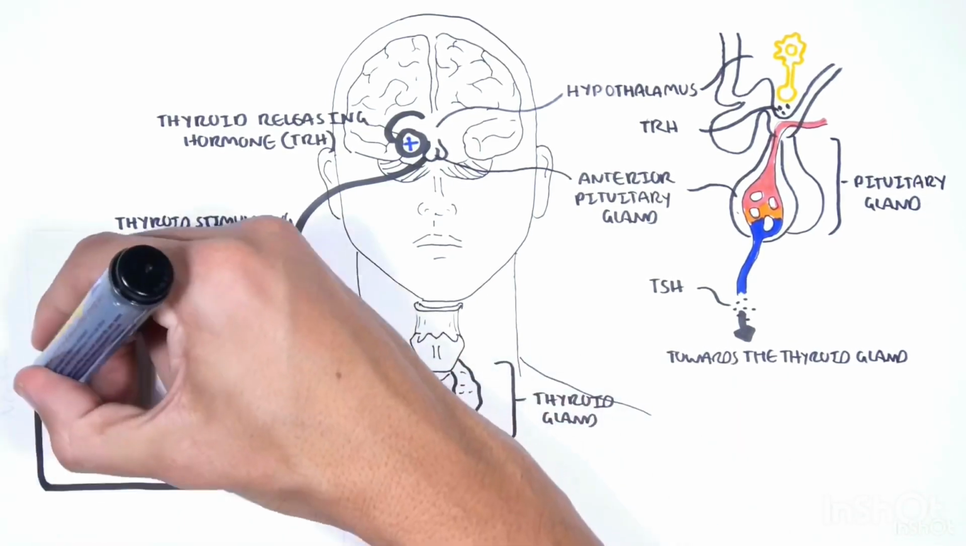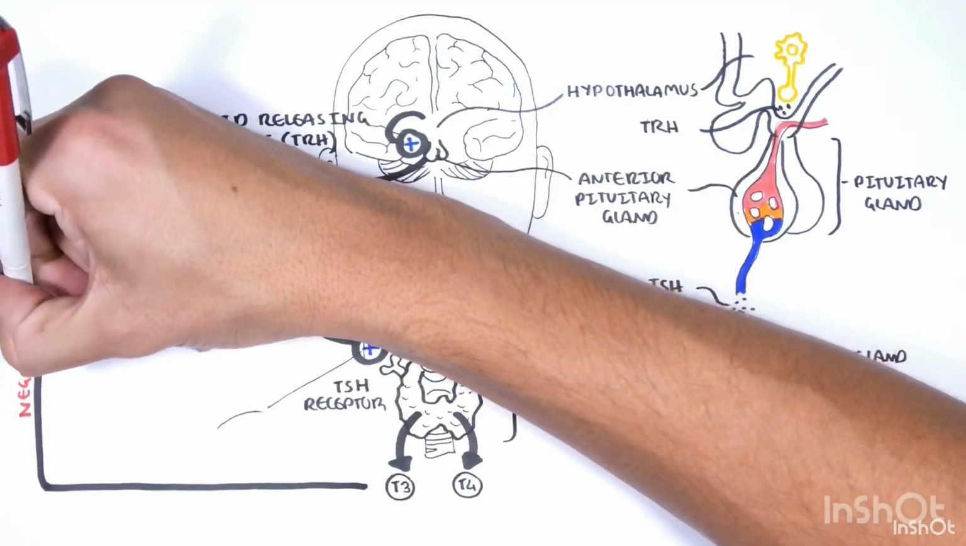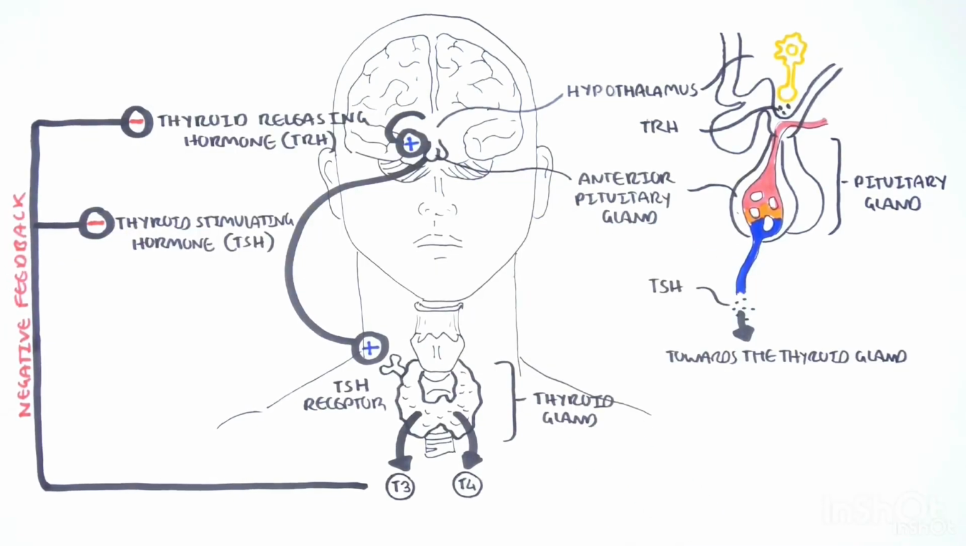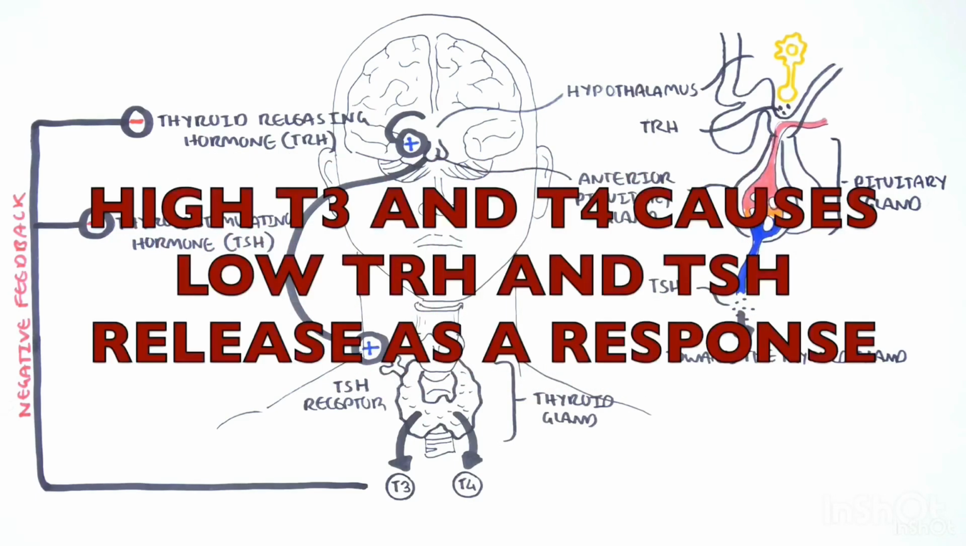The thyroid hormones T3, triiodothyronine, and T4, thyroxine, control the secretion of TRH and TSH by negative feedback to maintain physiological levels of the main hormones of the hypothalamic pituitary thyroid axis. Reduction of circulating thyroid hormones T3 and T4 levels due to primary thyroid failure results in increased TRH and TSH production, whereas if there is high thyroid hormones, the opposite occurs. There will be low TRH and TSH.